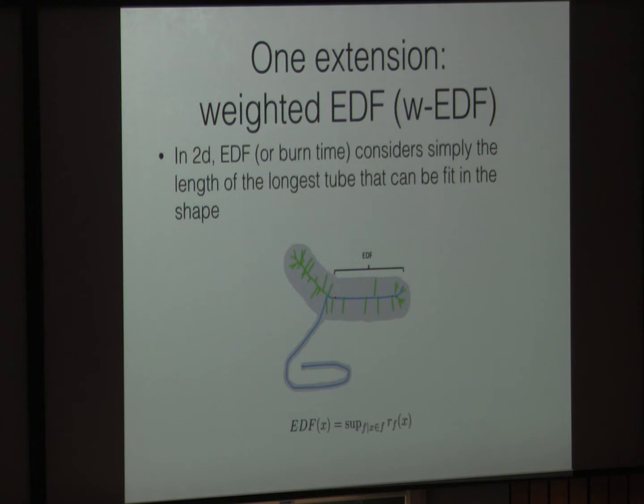Okay, so one extension that is not my work, but that I think is kind of interesting, is in 2D shape. So here I have to switch back to calling it EDF, because unfortunately when they published it, they called it the weighted EDF. So I can't call it burn time for this slide. So EDF is simply the length of the longest tube. And the criticism they had of this, which was totally justified, is if you look at that red point in the center here, the longest tube is to the right, and this long snaky thing, right?